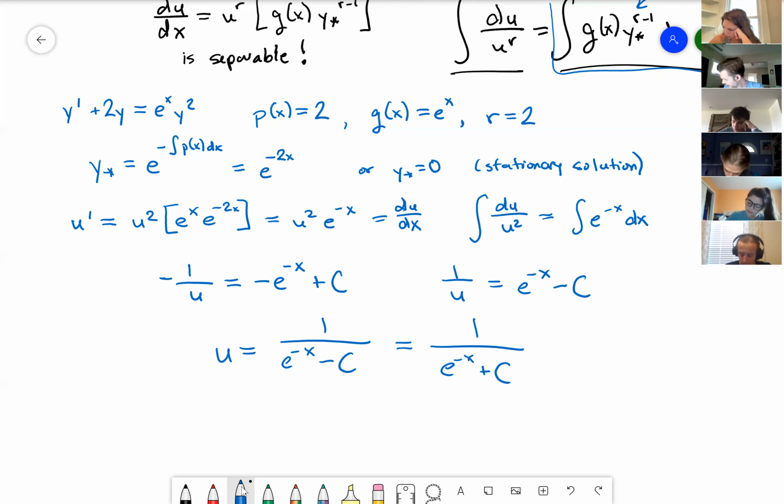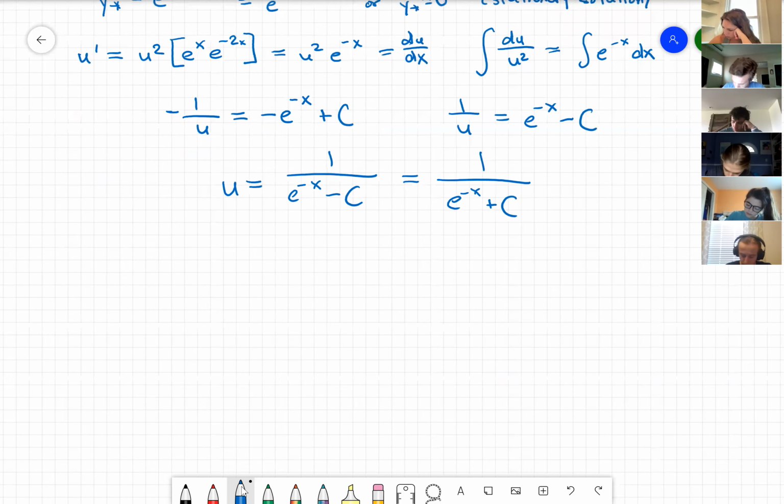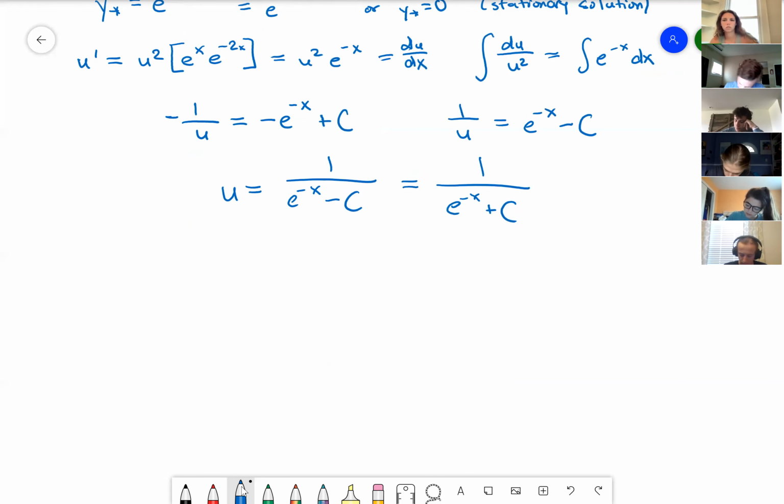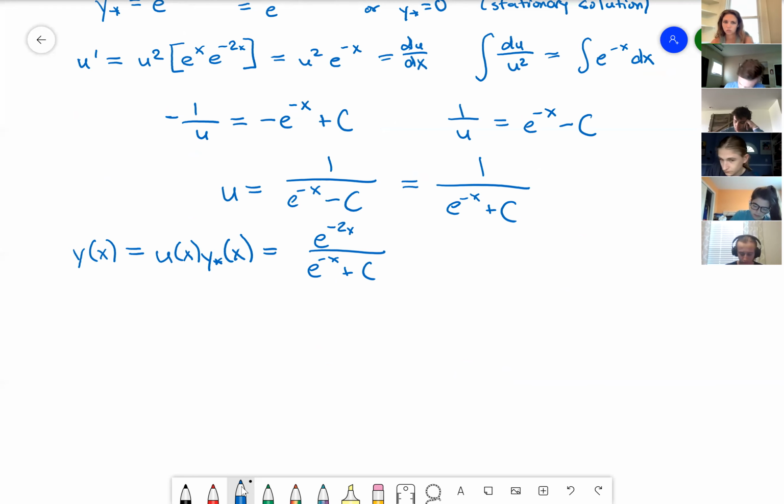Okay. So what we get in the end is y of x is equal to u of x times y star of x, which is e to the minus 2x over e to the minus x plus c, which can be rewritten as 1 over e to the x plus c e to the 2x. So there's our solution. Very nice. Okay, are there any questions about this?